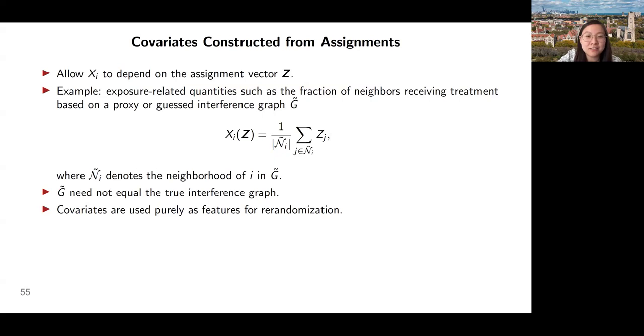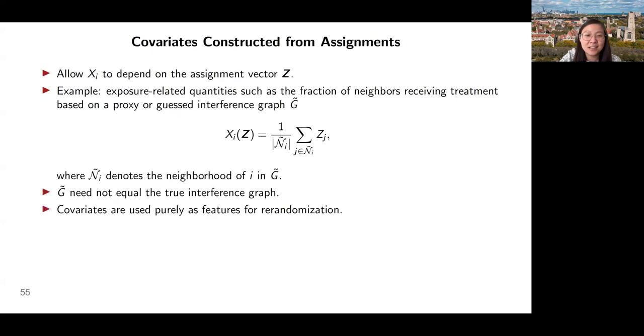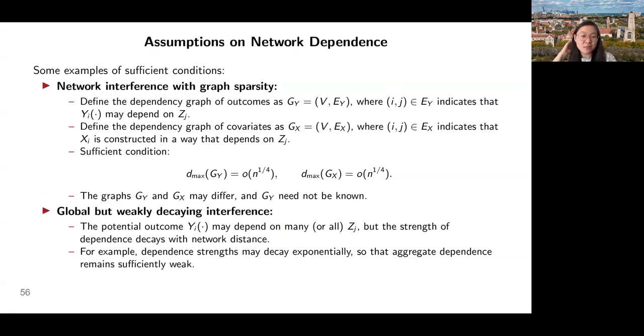One final thing I want to say is that in this theorem, we talked about suitable assumptions on the network dependence. I didn't really talk about what they are, so I won't go into detail here, but here are some sufficient conditions. You could assume that the network is sparse, or you could assume that my outcome depends on many other people, but the dependency on those other people's treatment is weak when the two units are far from each other. Importantly, the procedure itself does not depend on any of these things. Those are really just assumptions sitting in the theorem.